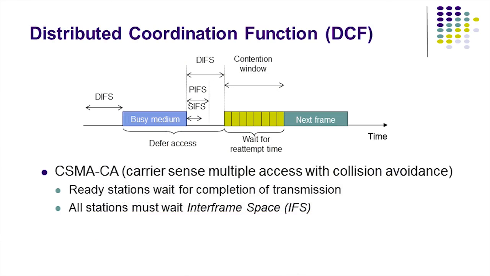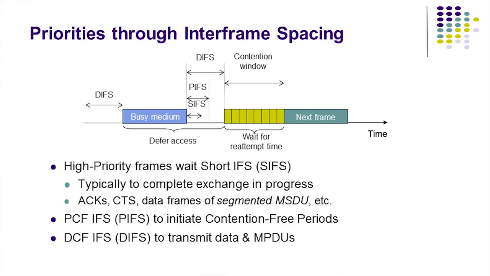The distributed coordination function is based on the carrier sensing multiple access with collision avoidance, CSMA-CA, protocol, which we learned in the last lesson. The figure shows the basic CSMA-CA operations. All stations are obligated to remain quiet for a certain minimum period after a transmission has been completed, known as the interframe space, IFS. The length of the interframe space depends on the type of frame that the station is about to transmit. High-priority frames must only wait the short IFS period before they contend for the channel.